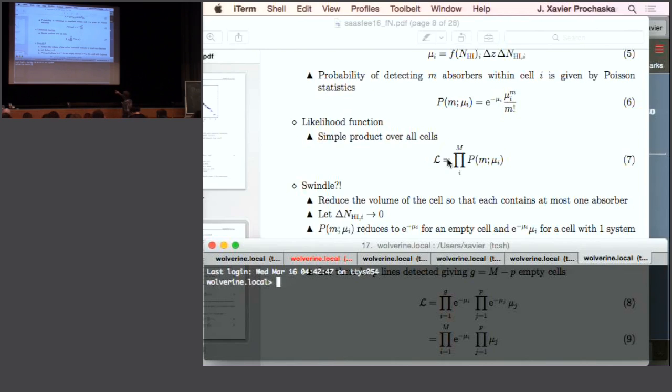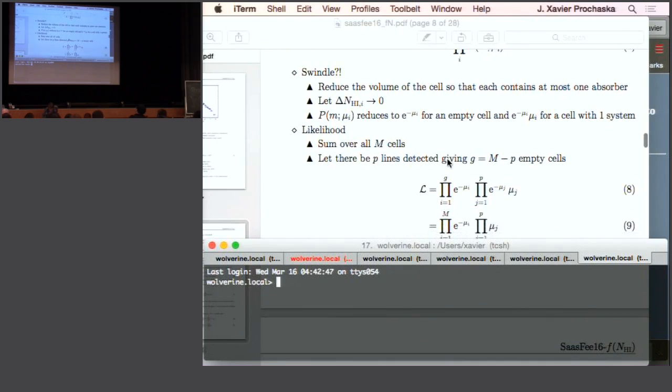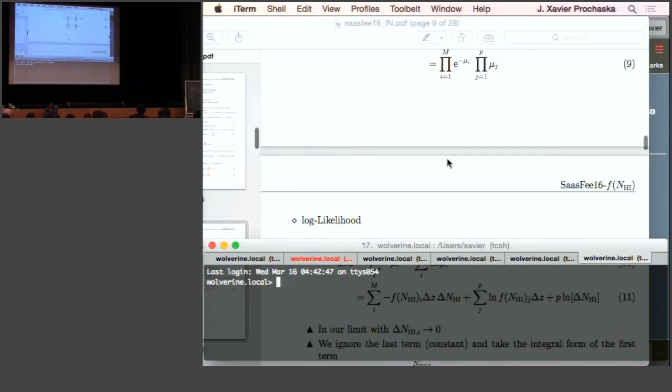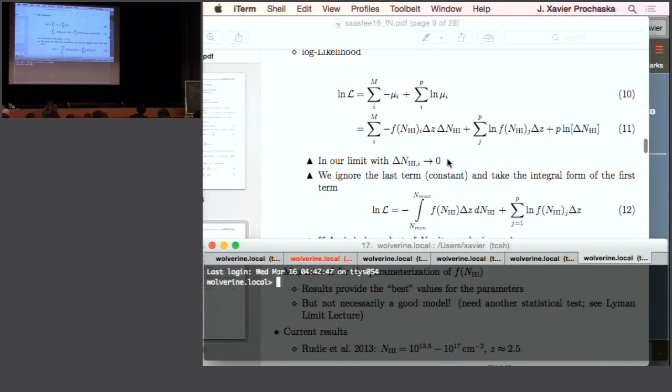At that point, then, my probability takes on just one of two values, e to the minus mu if you have 0 lines within that cell, or mu times e to the minus mu for one line. And I will skip through the math that is in the notes, but that allows you to reduce this likelihood function to a pretty simple and straightforward equation to evaluate.